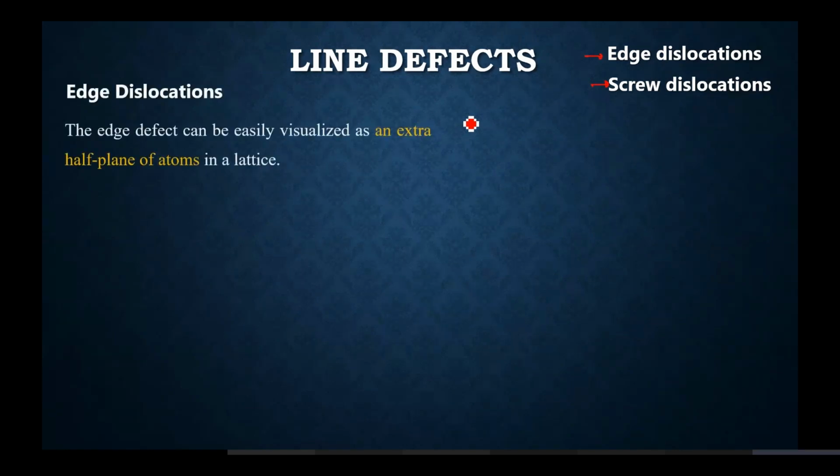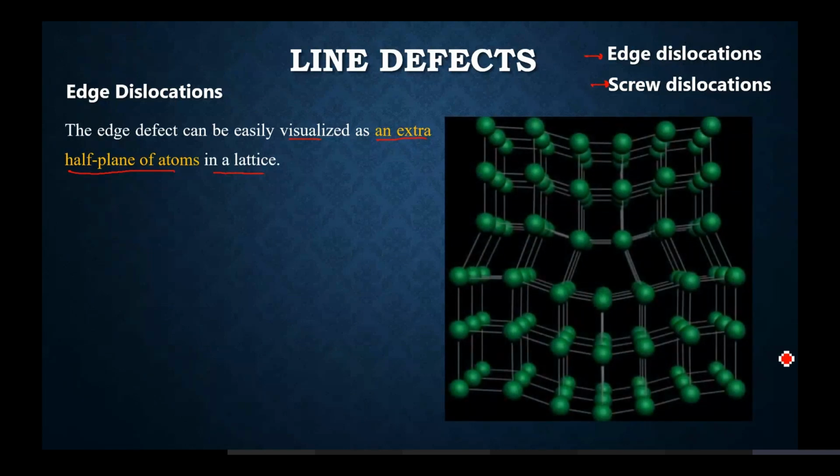So, how do we characterize an edge dislocation? The edge dislocation can be easily visualized as an extra half plane of atoms in a lattice. So there's an extra half plane of atoms present within the lattice that leads to the edge dislocation. For instance, you see this image over here. Can you find out an extra half plane of lattice that is present within this crystal structure?